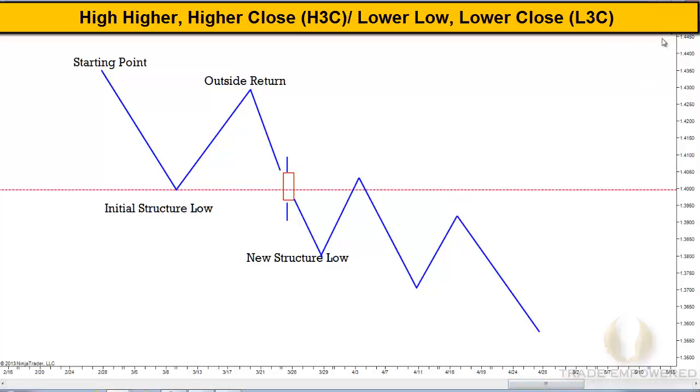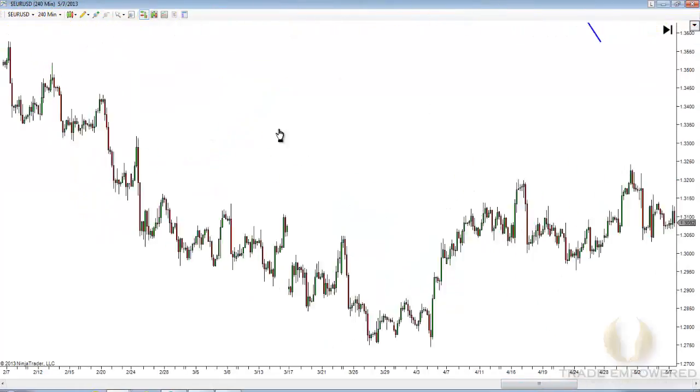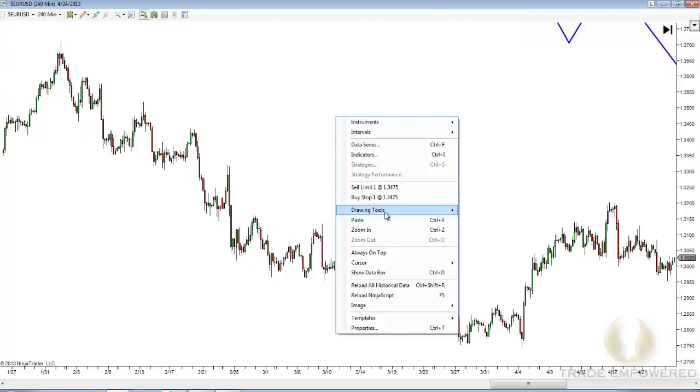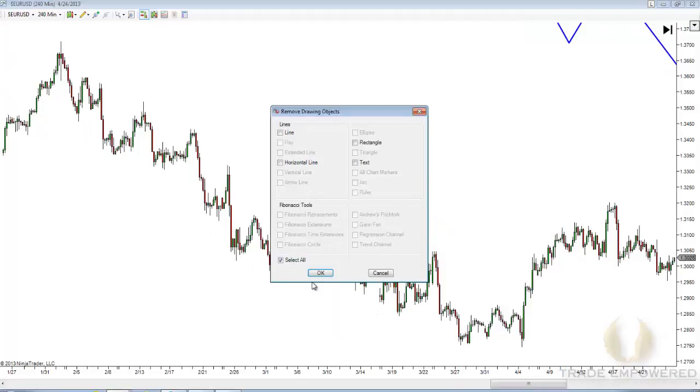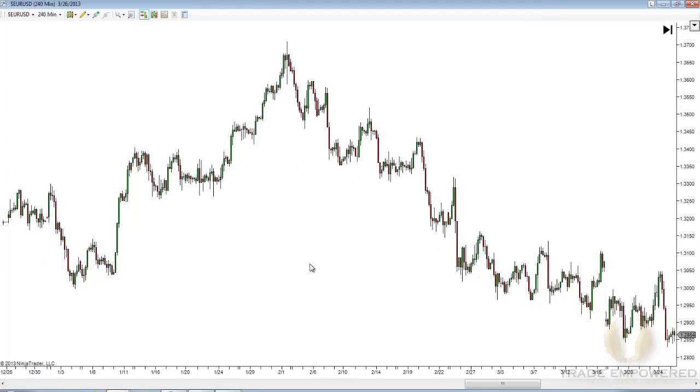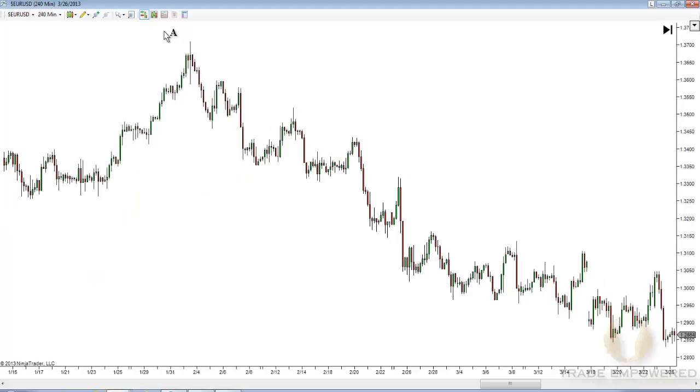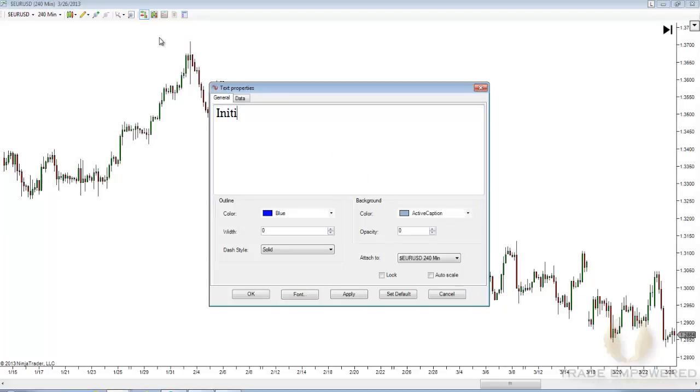So let's take a look at this on an actual price chart with some candlesticks. We'll call this right here, we're going to look at a bearish trend to start. We'll call this up here our initial starting point.